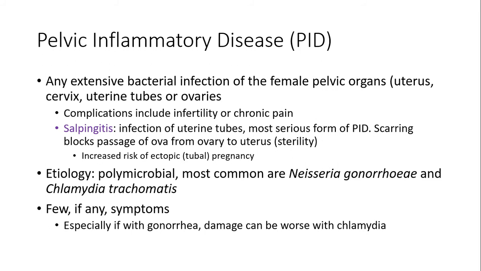Its etiology is polymicrobial, meaning it can be caused by many different things, but the most common are Neisseria gonorrhoeae and Chlamydia trachomatis. There are few, if any, symptoms associated with this, especially if it's happening with gonorrhea, but the damage can be even worse if it's with chlamydia. So it's important to do that screening at every single pelvic exam.